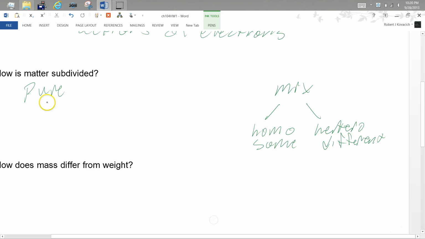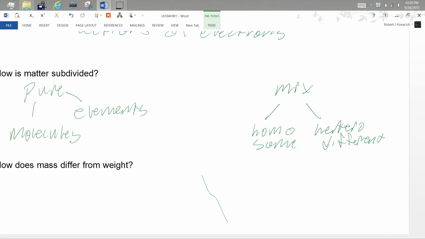And then to subdivide my pure substances, I've got elements, like a ring made of just gold, or I've got molecules. And this is a substance that would be composed of more than one element, and a substance like that would be, say, table salt, water, hydrochloric acid, glucose, any of those kinds of things.